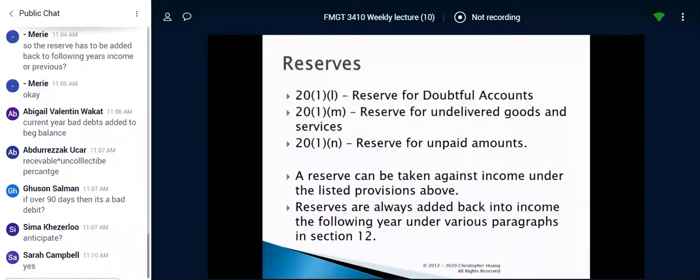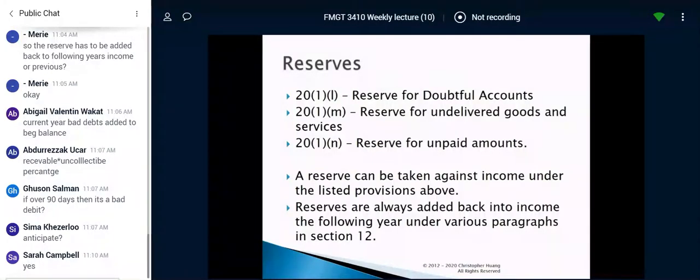Okay, the first thing that's different is, in order to recognize the reserve under 21N, there must be some uncollected portion that exists for at least 2 years. So in other words, you cannot recognize the 21N reserve right away at the time of sale. You have to wait and ask, is there a portion that still remained uncollected after 2 years? If the answer is yes, then you can claim the reserve under 21N.